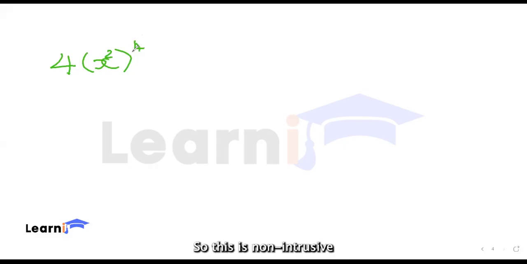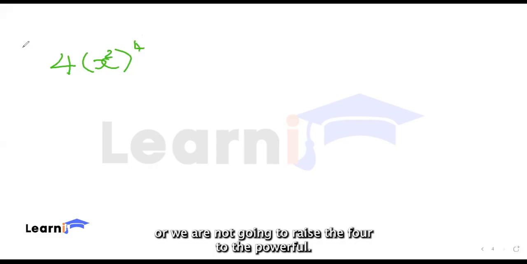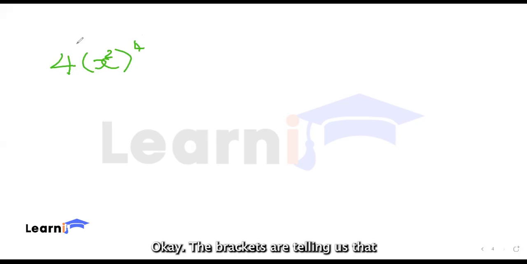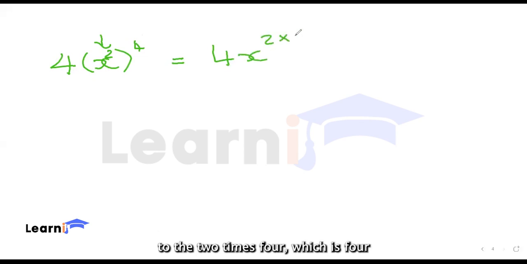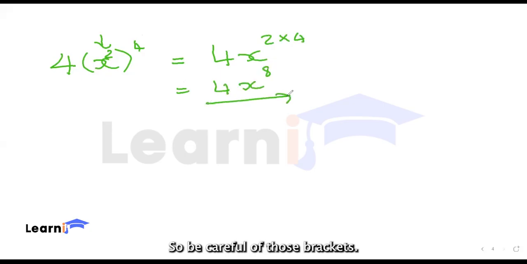So this is non-inclusive, or we are not going to raise the 4 to the power of 4. Okay, the brackets are telling us that we have to raise what's in the brackets to the power of 4. So that 4 is going to remain there, and we're going to have x to the 2 times 4, which is 4x to the 8. Okay, so be careful of those brackets.